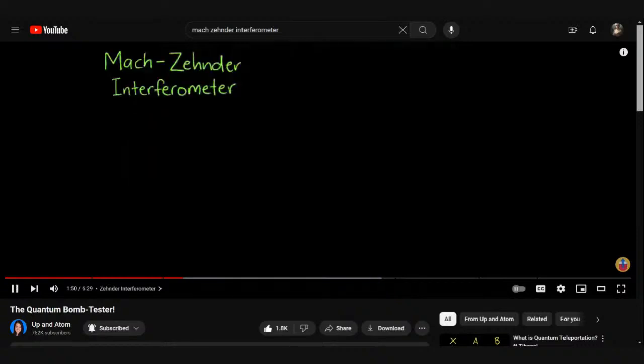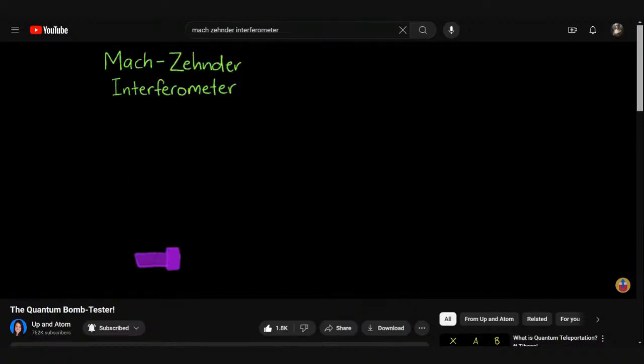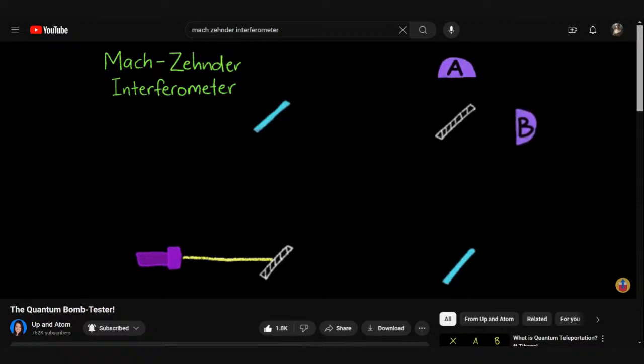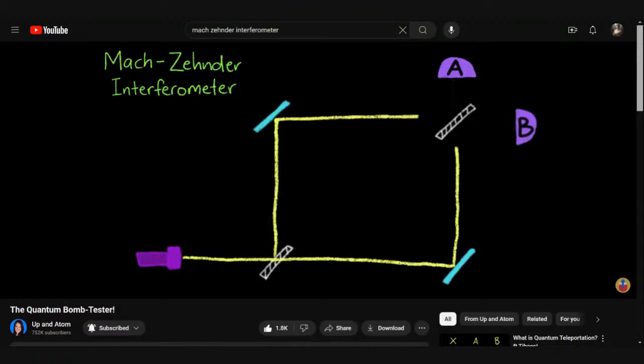Interferometer. A Mach-Zehnder interferometer consists of a light source, a beam splitter, 2 mirrors, another beam splitter, and 2 light detectors. The light source emits a beam of light and the beam splitter splits the beam exactly 50-50. The mirrors guide the light toward the second beam splitter, where the 2 beams recombine and interfere. Now the setup is configured so that the beams constructively interfere on detector A and destructively interfere on detector B.